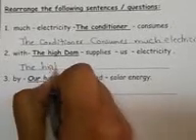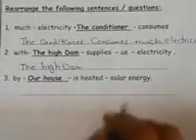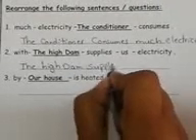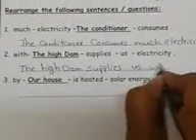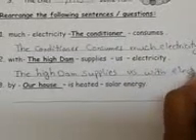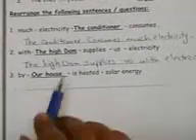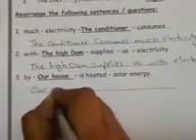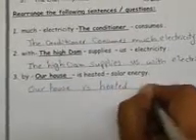With the high dam supplies us electricity. The high dam supplies us with electricity. By our house is heated solar energy. Our house is heated by solar energy.